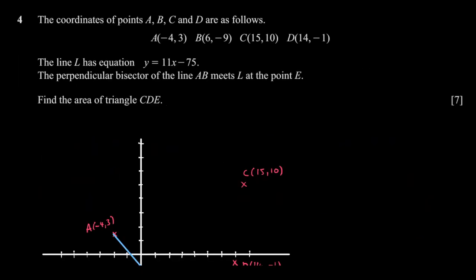All right, so here we are in question 4. The coordinates of points A, B, C, and D are as follows. So it's these points here. The line L has this equation, y equals 11x minus 75. And the perpendicular bisector of the line AB meets L at the point E. We want to find the area of the triangle CDE.